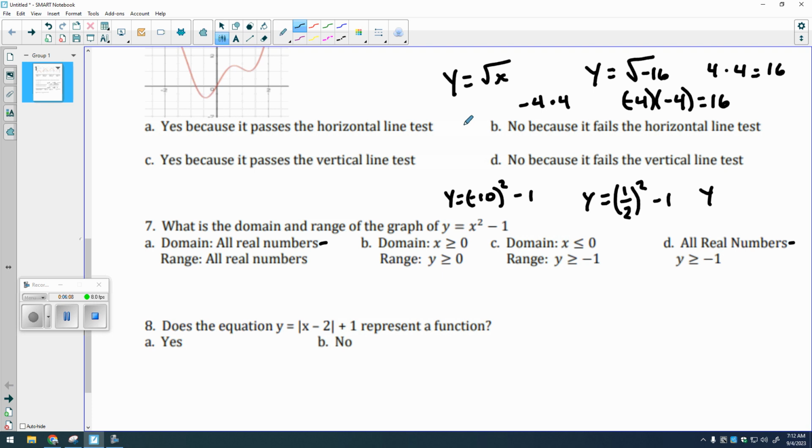I'm going to skip range for a second. I'm going to keep with this idea of domain. Let's go to a graph. I'm going to graph y equals x squared minus 1. Y equals x squared minus 1.